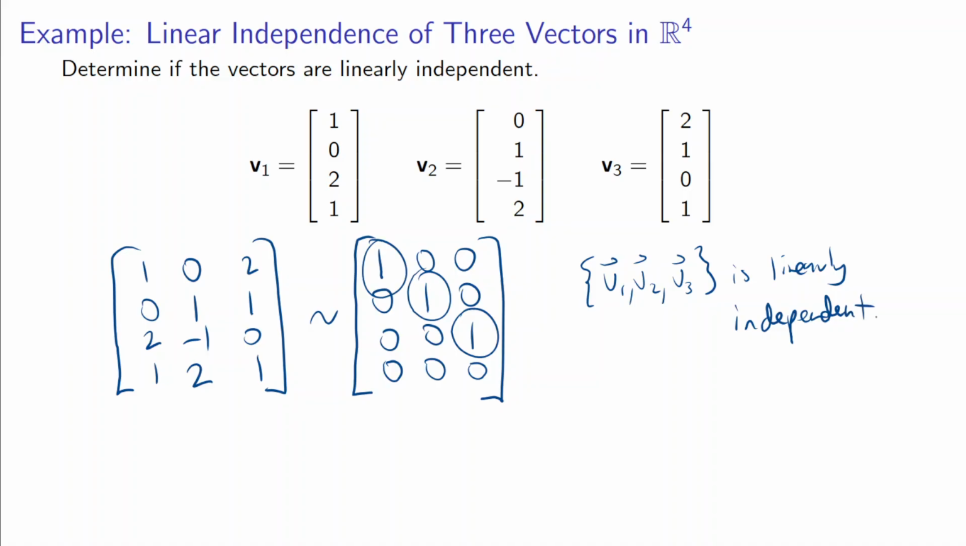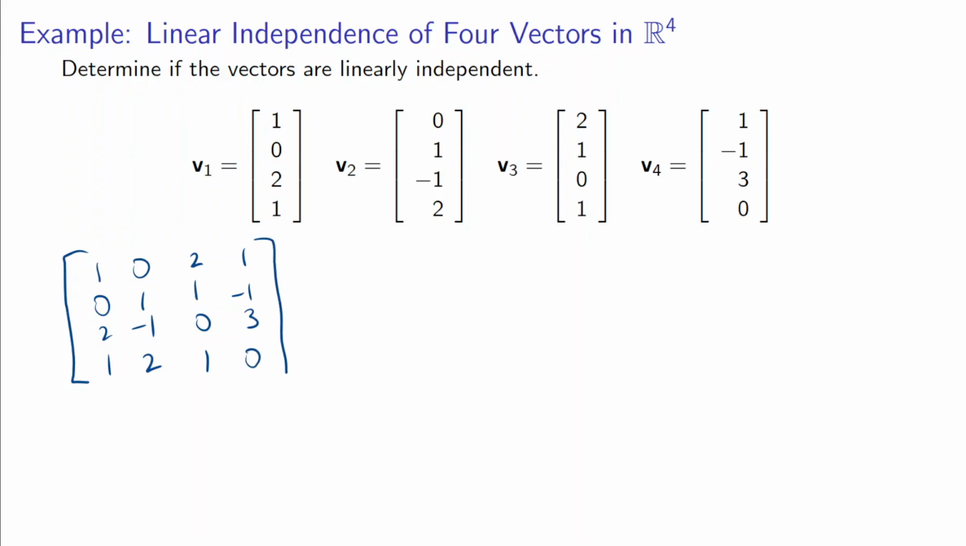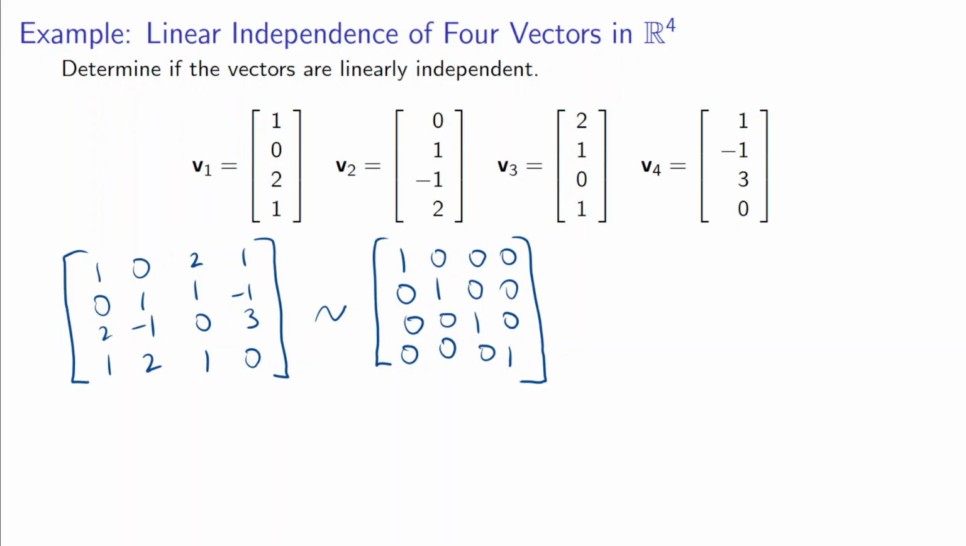Okay. Let's go to the next example, this time 4 vectors in R4. Again, we'll set up this matrix, and we can row reduce this. This would end up being the matrix 1, 0, 0, 0, 0, 1, 0, 0, 0, 0, 1, 0, 0, 0, 0, 1. And again, pivots in each column, so these vectors are linearly independent.